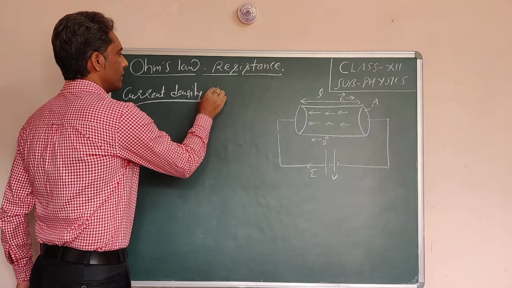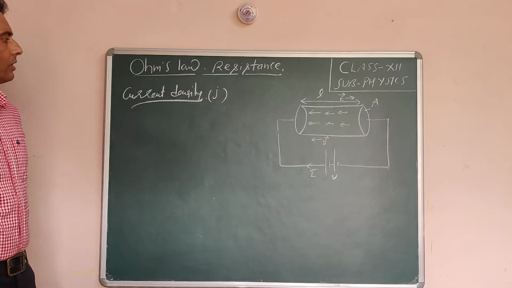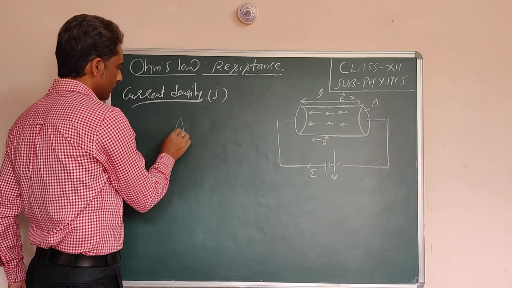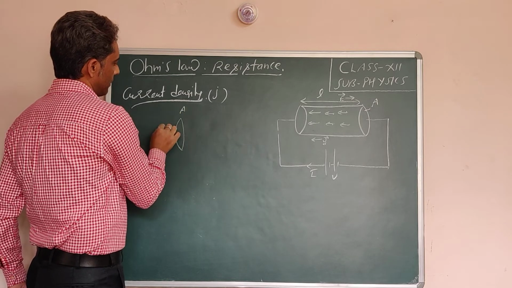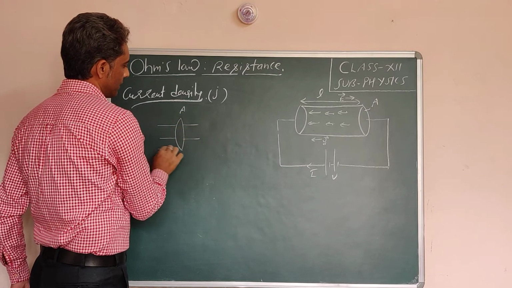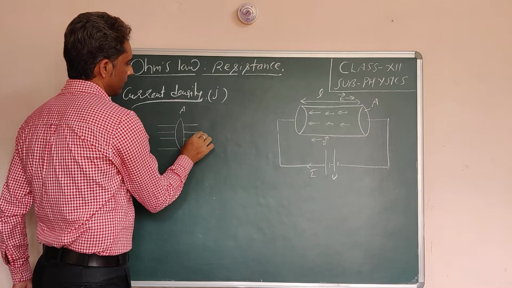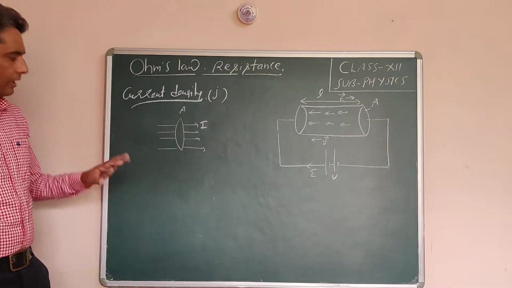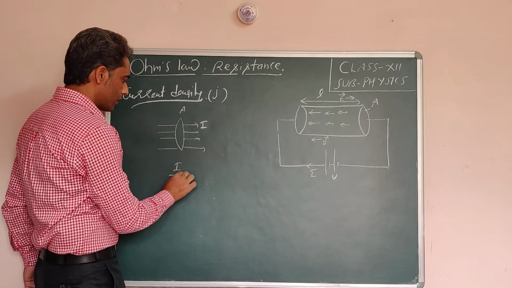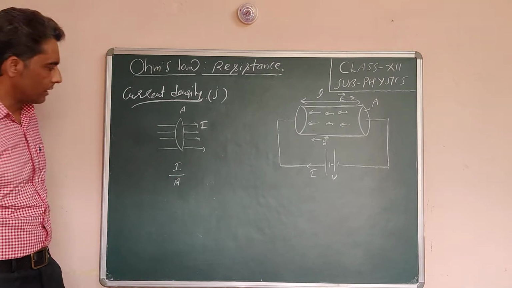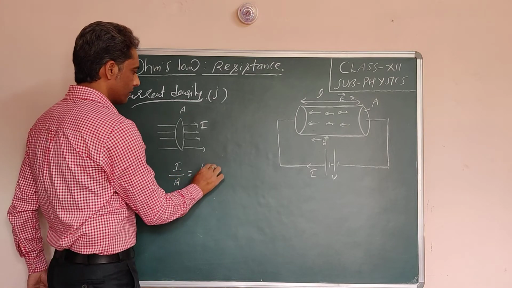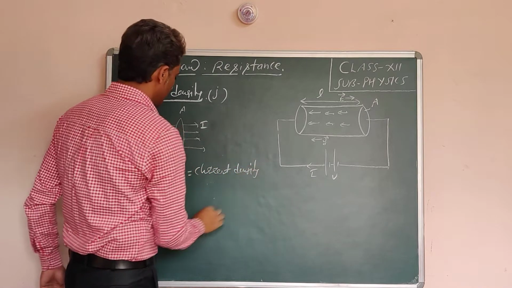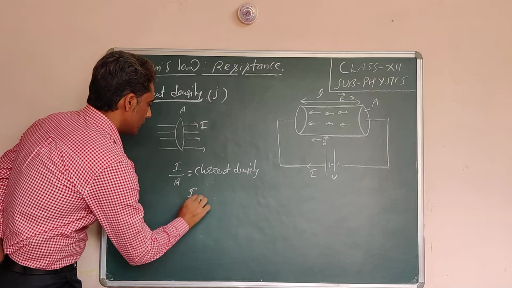It is denoted by J. Actually, if there is a certain area of cross section and the current flowing through it is I, then the current per unit area of cross section is known as current density, current over area. Means I over A is equal to J.